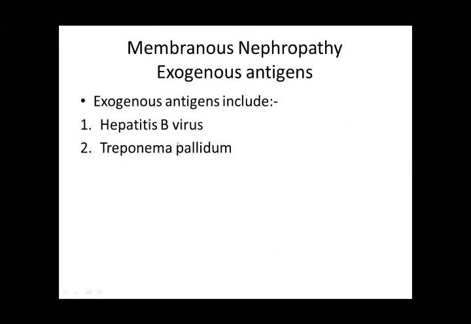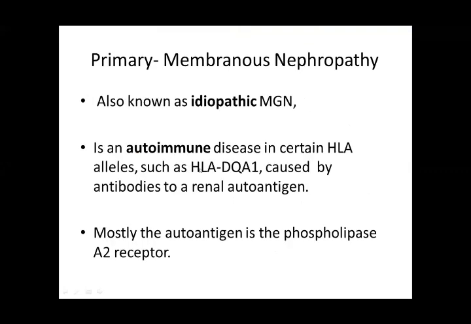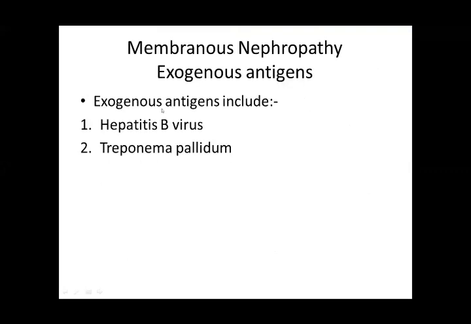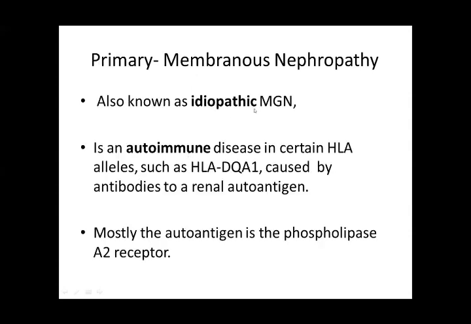Exogenous antigens include hepatitis B virus and Treponema pallidum. Both of them are not part of our body. They are pathogens that come from outside. Those are exogenous antigens. Idiopathic, which is primary membranous glomerulonephritis, is an autoimmune disease associated with certain HLA alleles, such as HLA-DQA1, caused by antibodies to renal autoantigen. Mostly the autoantigen is the phospholipase A2 receptor.